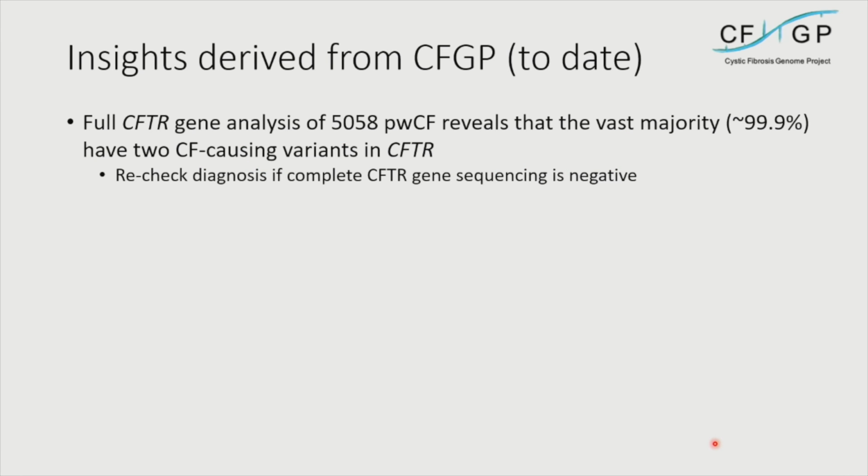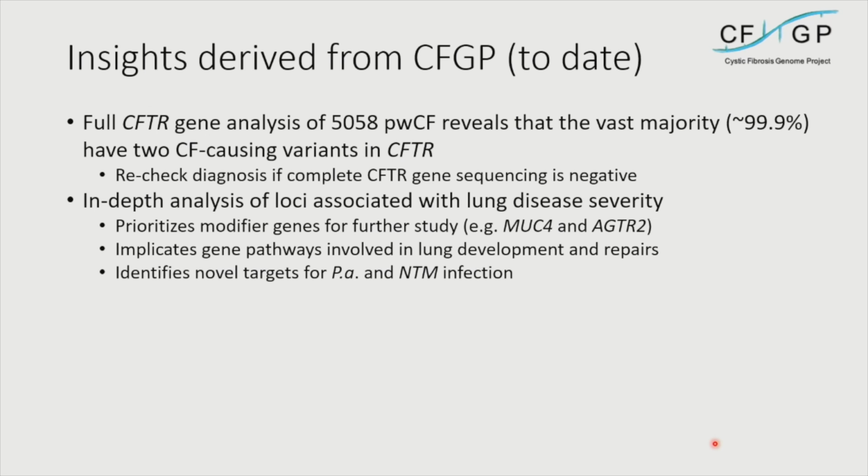So, insights derived to date. Full CFTR gene analysis of just over 5,000 individuals. The vast majority of CF is due to defects in CFTR. That's no surprise to you. But a negative test is quite useful. Go back and check the phenotype if you're coming up with a negative full gene sequence.